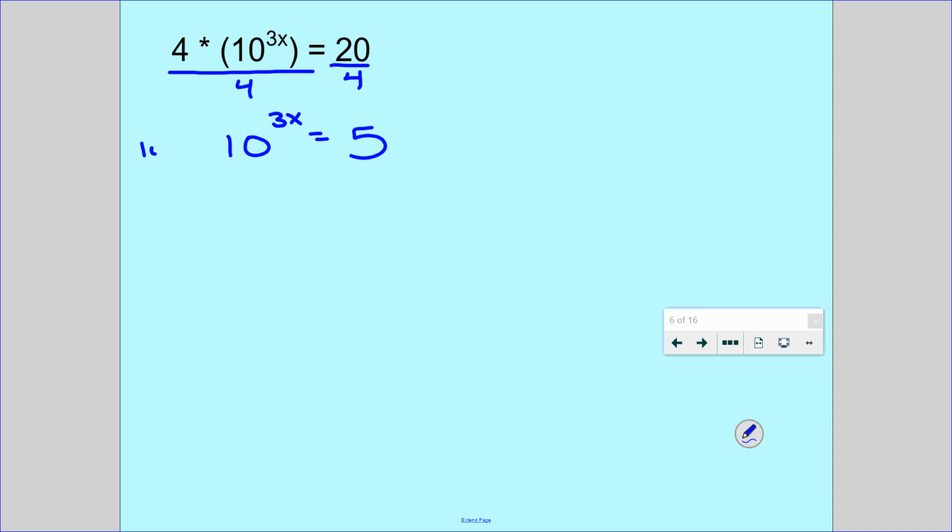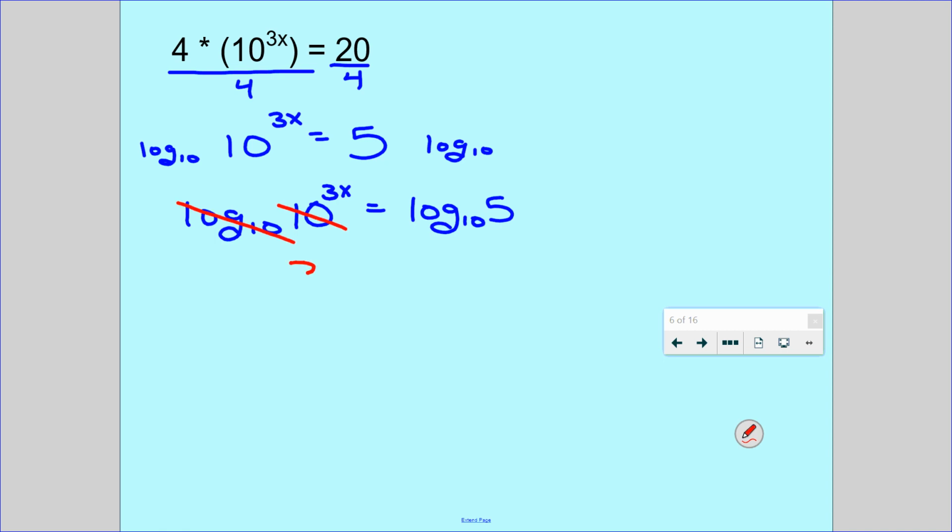The only way that we know how to do that is to take the log base 10 of both sides of the equation. Because when we do that, on the left-hand side, some things are going to cancel out. We notice the log base 10 and the 10 will cancel out, so all we have is 3x. On the other side of the equation, we have log base 10 of 5. And now, since that exponent was brought down, we can solve for x. We divide both sides by 3.